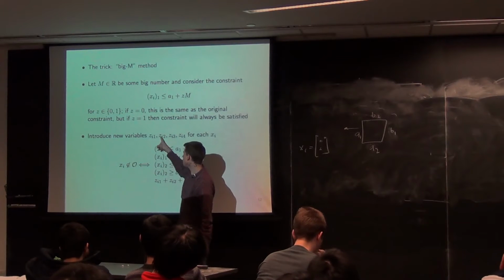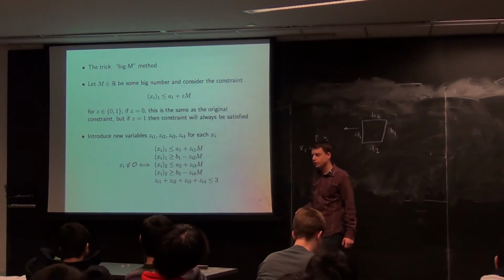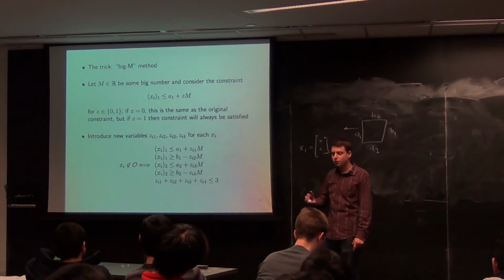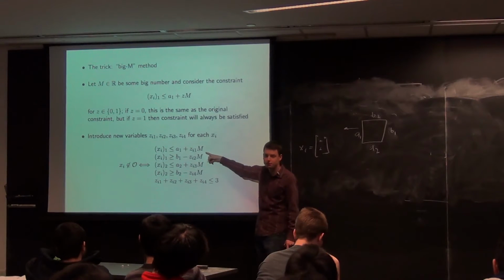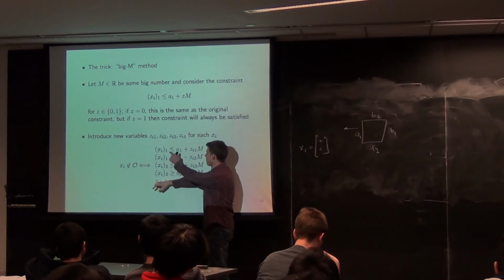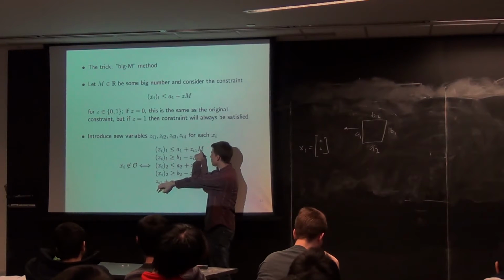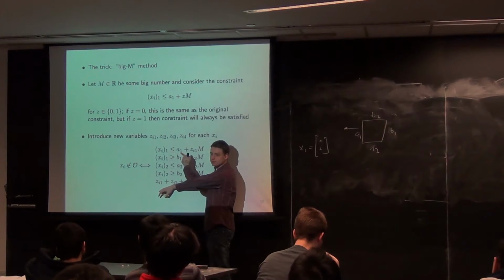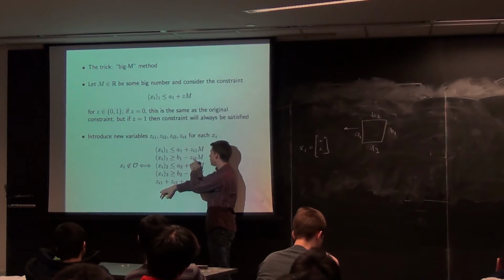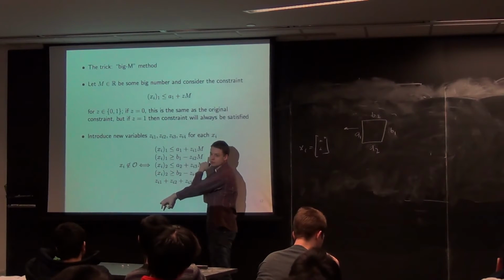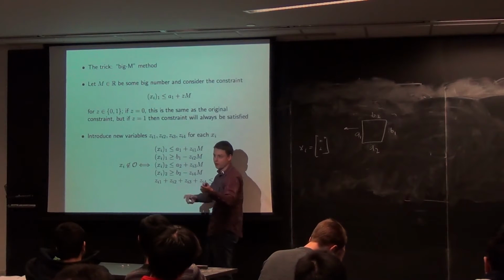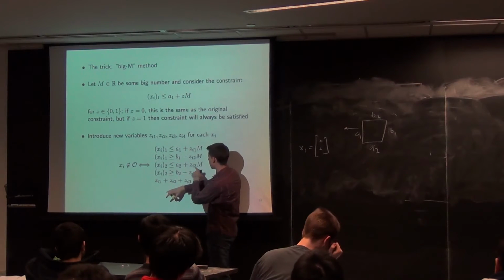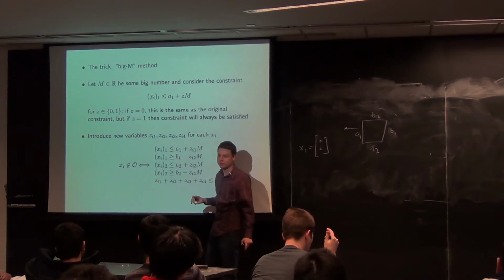Create new variables zi1 to zi4 for each xi. These are multipliers on these big M terms. If zi1 is 1, this constraint will be satisfied no matter what. If zi2 is 1, this constraint will be satisfied no matter what. We do the opposite direction, subtracting the big number when we're trying to be greater than something. Similarly, this constraint is always true if this is 1. Otherwise, it's just the constraints we have.